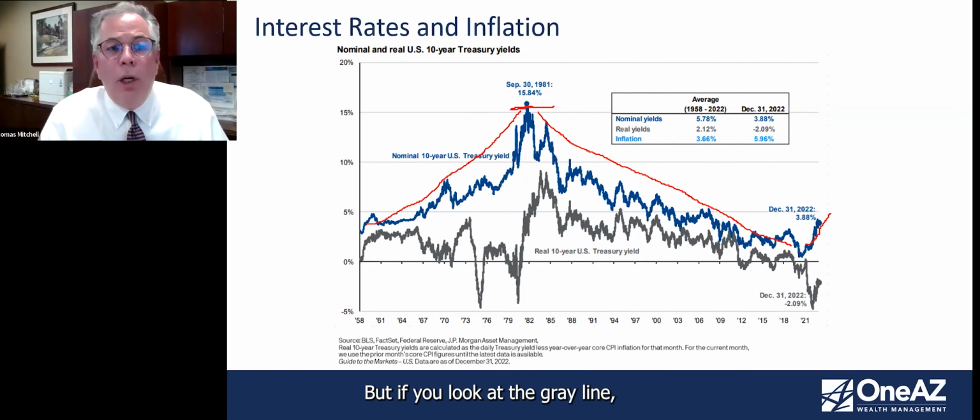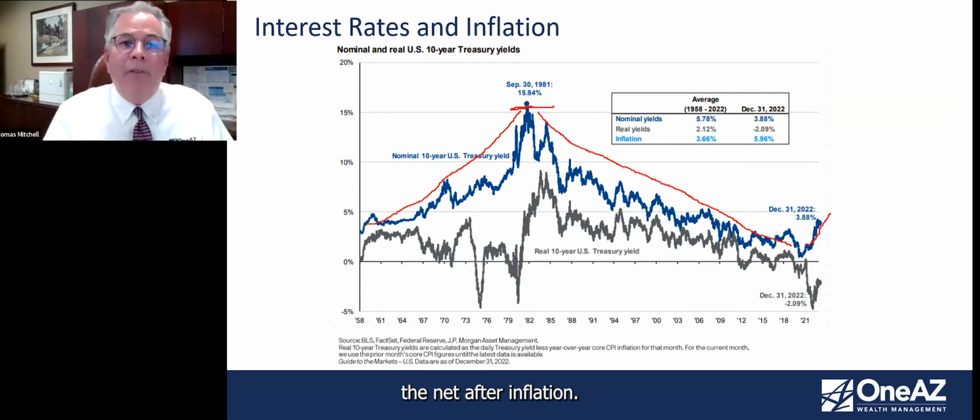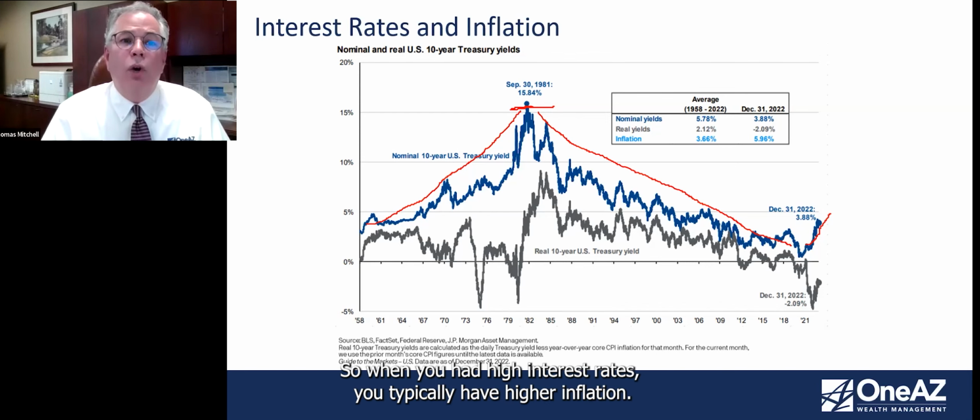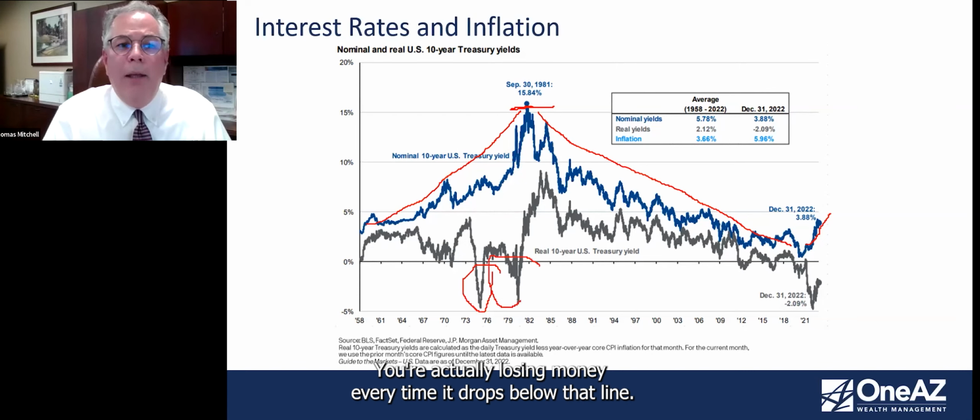But if you look at the gray line, that is the net interest, the net after inflation. When you had high interest rates, you typically had higher inflation. So what happens? Look at these lines down here. You lost money. You're actually losing money. Every time it drops below that line, the money did not generate enough to overcome the inflation factor.